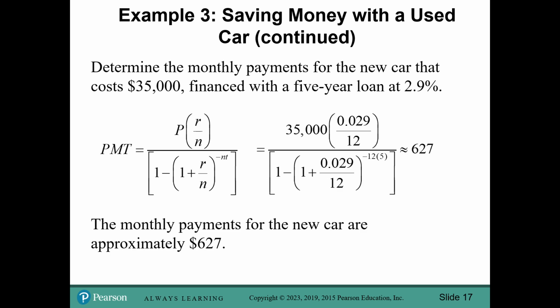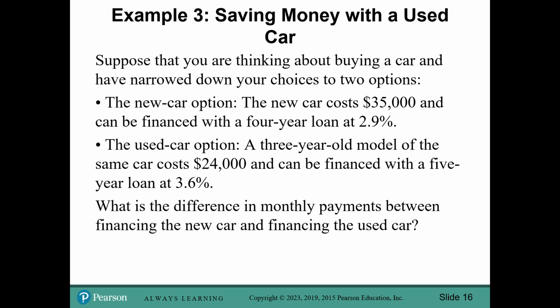That's our rate for our 5-year loan, divided by 12, divided by 1 minus 1 plus 0.029 divided by 12 raised to the negative 12 times 5, because we are doing, for the first one, a 5-year loan. Okay, that should equate to $627 a month. That's your payment per month right there, $627. Okay, that is for the new car option.